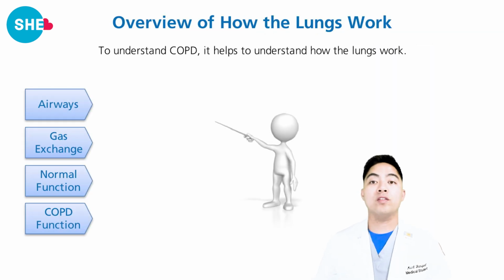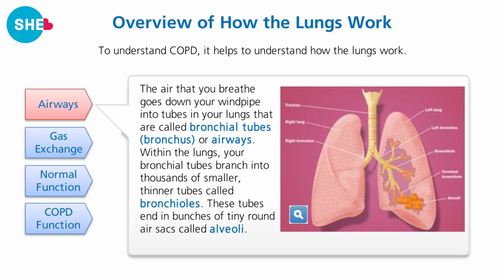So let's also look at how the lungs work. When we breathe in air, it goes down the windpipe into two tubes that go into the left and right lungs. Each of these is called a bronchus. These branch into thousands of smaller branches called bronchioles. And finally, they end in small grape-like sacs called alveoli.